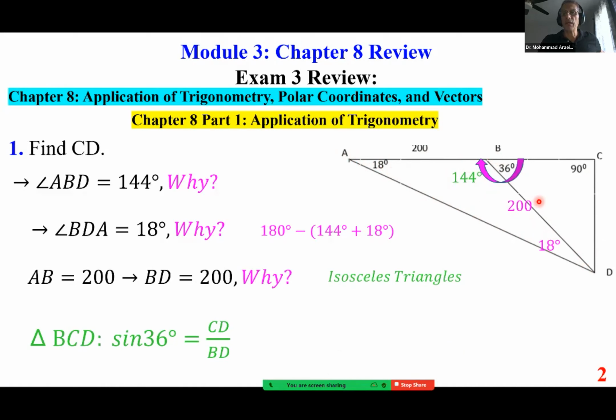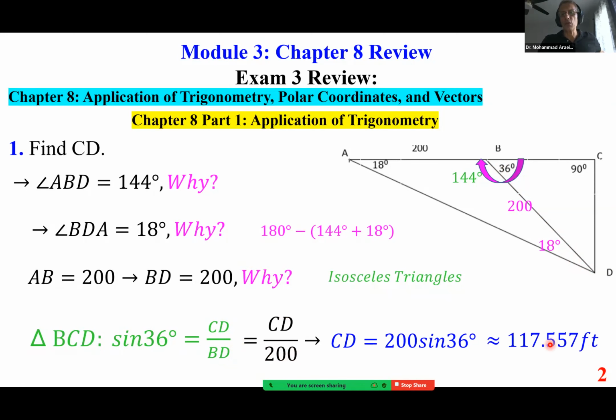BCD, and sine of 36 degrees, this angle, is the opposite, which is the CD, over the hypotenuse, which is BD, and we are going to plug in BD equals 200. Therefore, CD is the product of the sine of 36 degrees and 200. Using a calculator gives us what we were looking for.